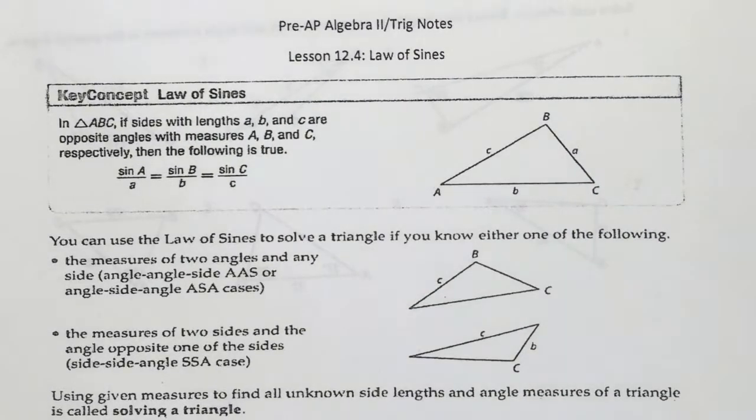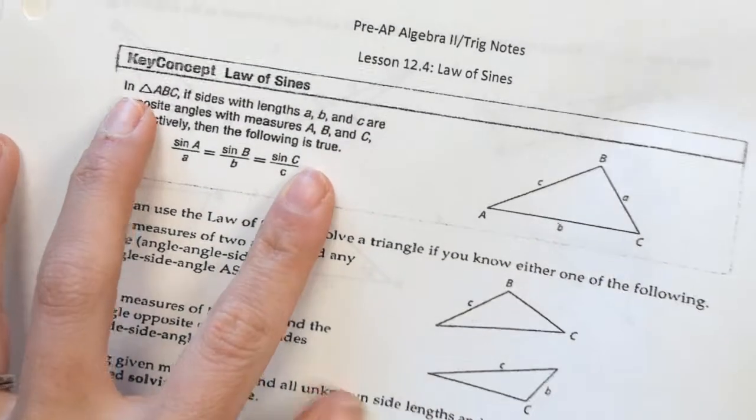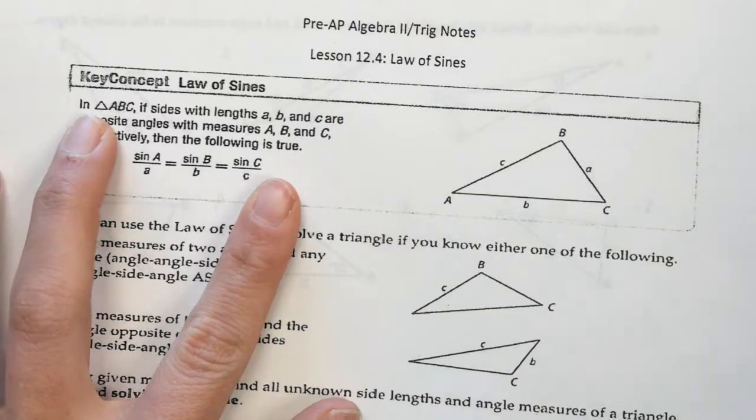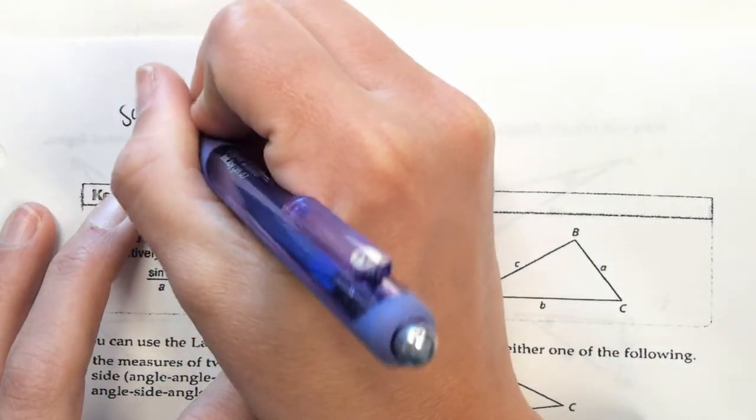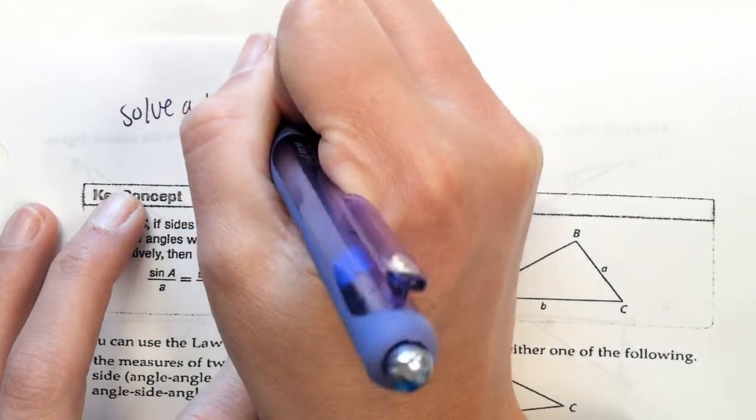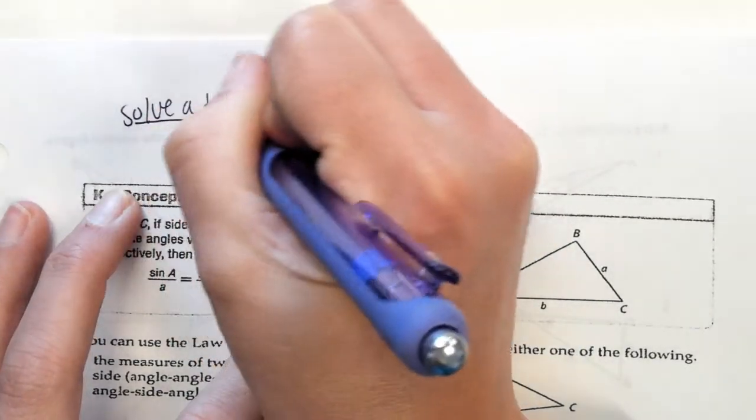Very new. It'll hopefully be easy. But today we're going to be solving for triangles. Now, what does that mean? What does it mean to solve for a triangle? Anybody know? I'll take that as a no.